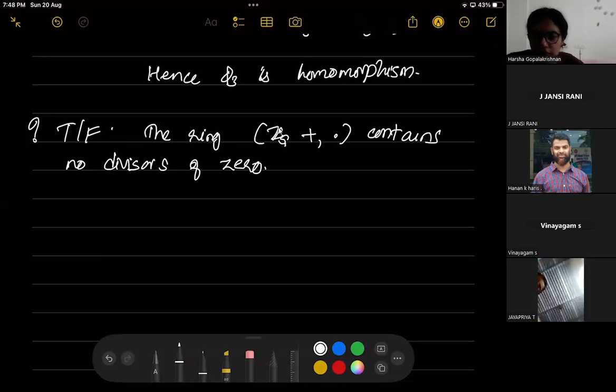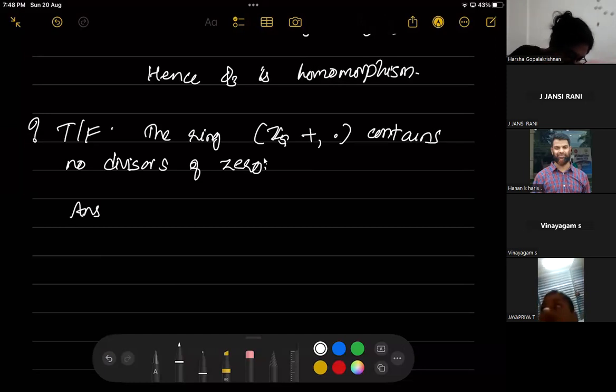The question is, we are given a ring Z5. Z5 means the set of elements 0, 1, 2, 3, 4. The operations are addition and multiplication. Whether it contains divisors of 0 or not. So this is the question. Can anyone say whether it is true or false? Ma'am, it is true, ma'am. It is true.